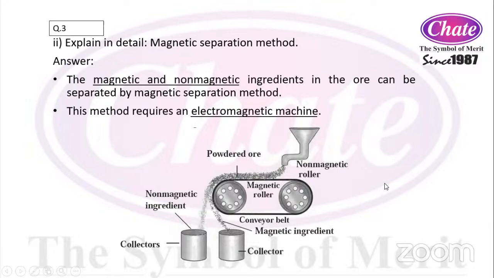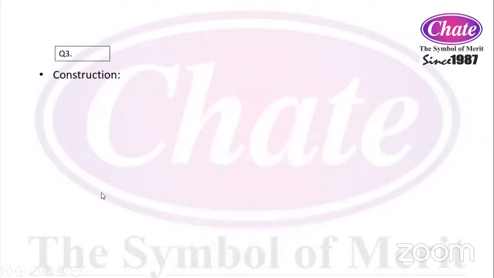So remember the labeling as well, because you can see this diagram has a maximum labeling. So the possibility is high for this diagram. It will be asked in the board exam also, for labeling the diagram. So please prepare for this also. Now we'll go for the construction and the working. Now we have seen the diagram.